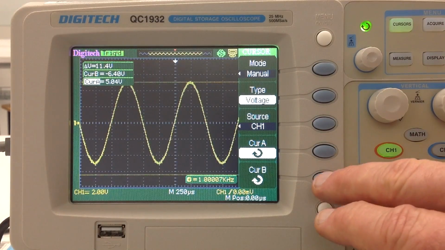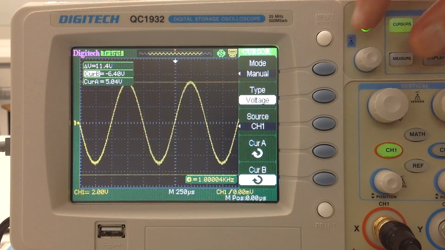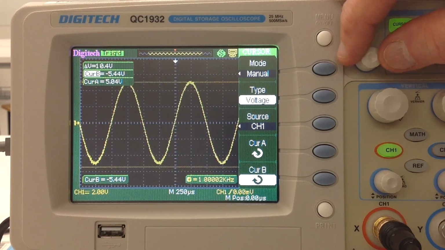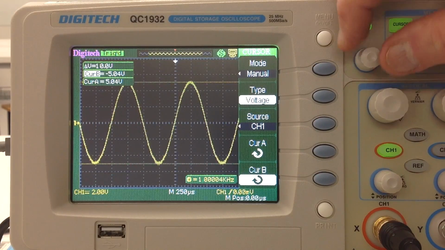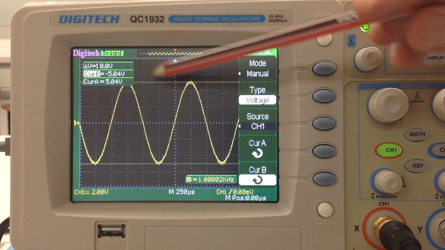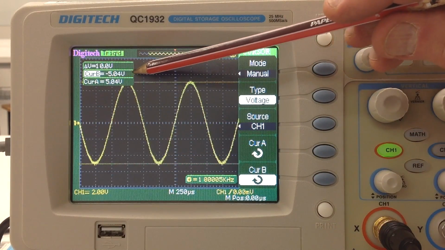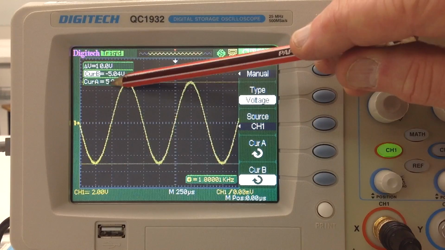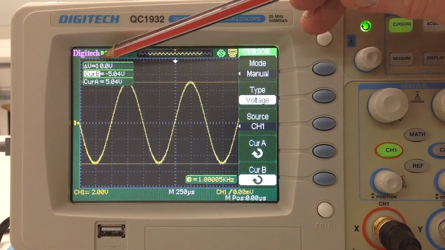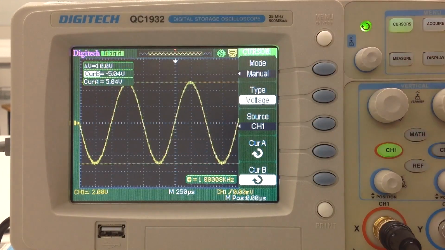I can now select cursor B, and if I adjust the control, I can move the lower cursor up to just touch the voltage scale. And I can read off the display the voltage of that. Cursor B is on negative 5.04 volts. So cursor B is negative 5.04 volts, cursor A is plus 5.04 volts, and delta V, the voltage difference between those two, is 10.0 volts.